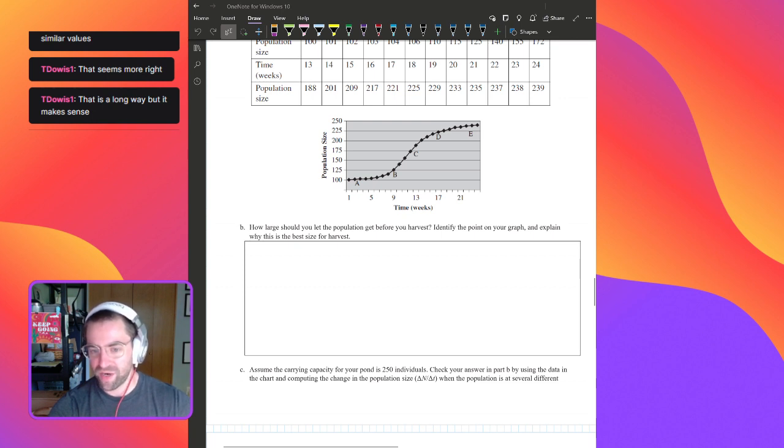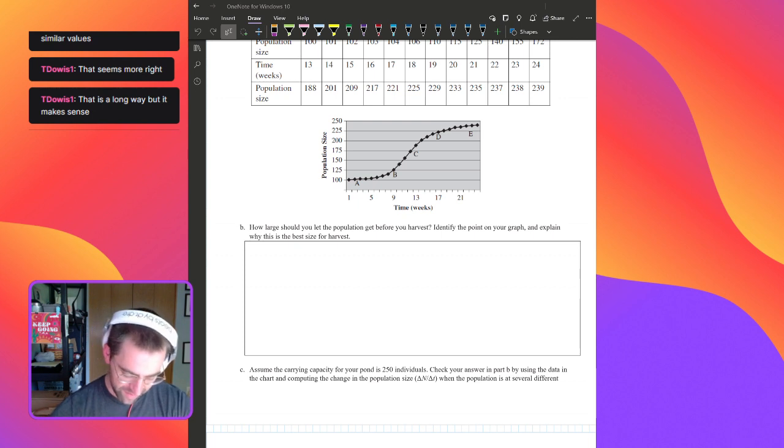Identify the point on your graph and explain why this is the best size for harvest. So our rate of production will be fastest. Remember when we were talking about carrying capacity? At the point of the curve where the slope is steepest, which is going to be right about there, point C. This is the midpoint of our graph.